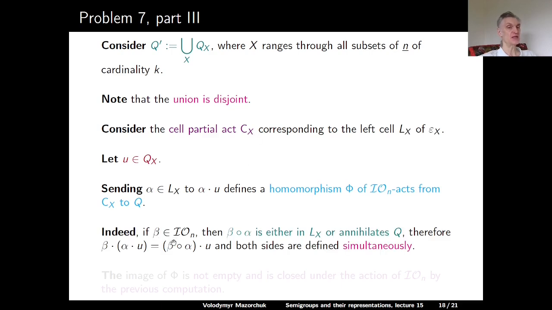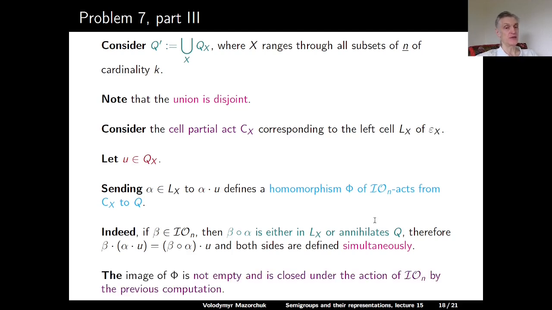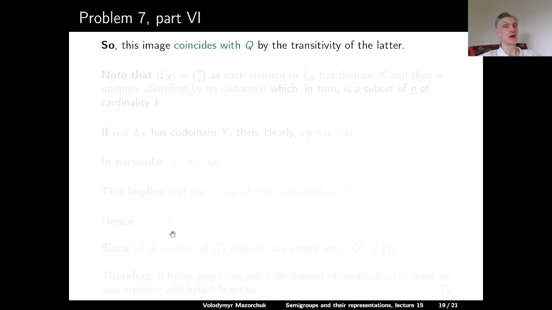Indeed, if beta is an element in I_n, then beta after alpha, where alpha is in L_X, is either in L_X or is strictly two-sided smaller than the apex, so it annihilates Q. Therefore, beta applied to alpha applied to u is beta after alpha applied to u, and both sides are defined simultaneously. The image of phi is a non-empty subset, and it is closed under the action of I_n by this computation. So by the transitivity of Q, this image must coincide with Q.